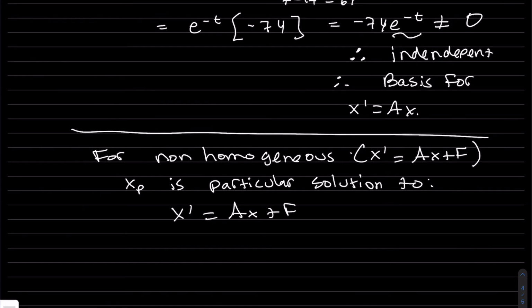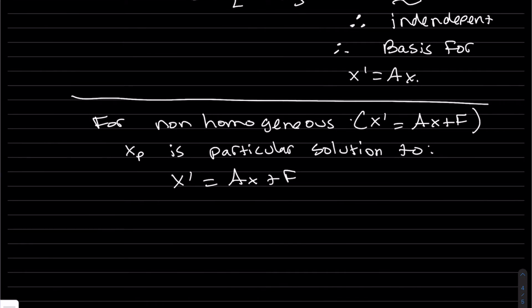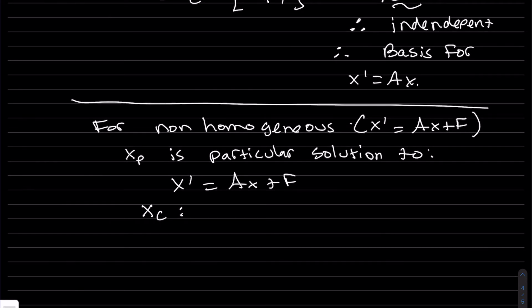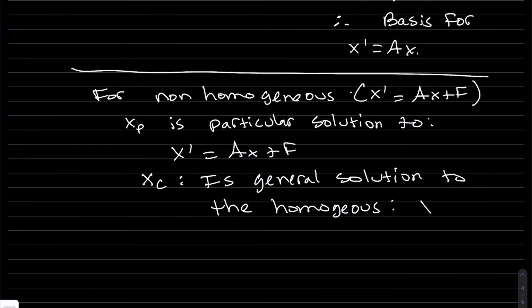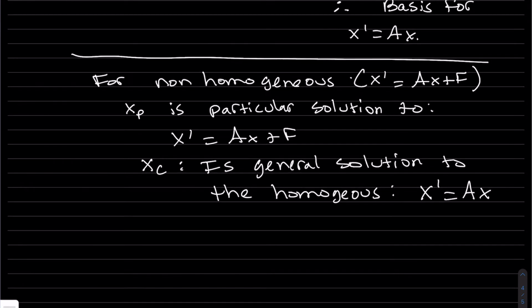So xp is going to be a particular solution to the linear x prime equals Ax plus f. And then xc is our general solution to the homogeneous. And our homogeneous is just x prime equals Ax without the f. I'll do one quick example.